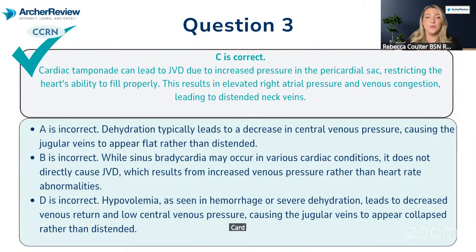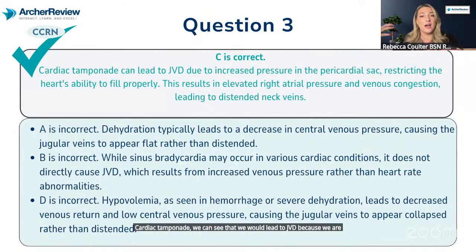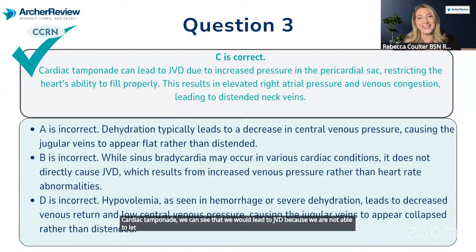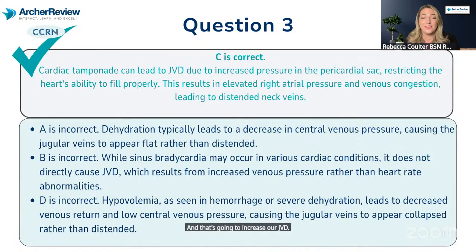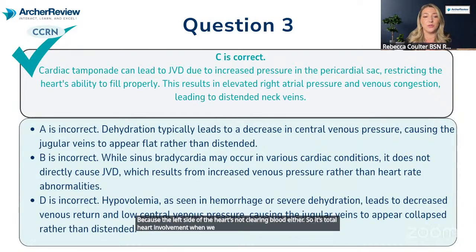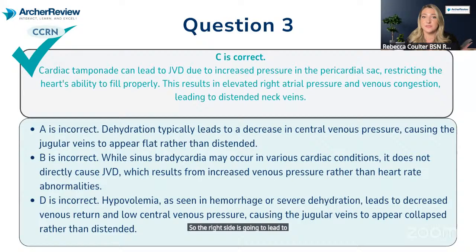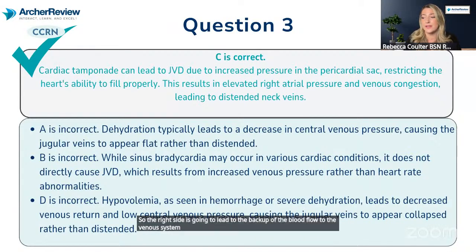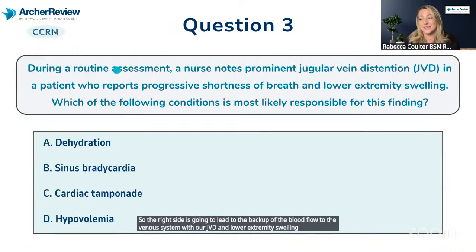Cardiac tamponade, we can see that we would lead to JVD because we are not able to let blood exit the heart nearly as effectively. So we're going to have that backup of blood flow, and that's going to increase our JVD. We're having that backup of blood flow also in the lungs because the left side of the heart's not clearing blood either. So it's total heart involvement when we have cardiac tamponade. So the right side's going to lead to the backup of the blood flow to the venous system with our JVD and lower extremity swelling. And the left side of the heart is going to lead to that shortness of breath as we have a backup of blood flow into the pulmonary system.